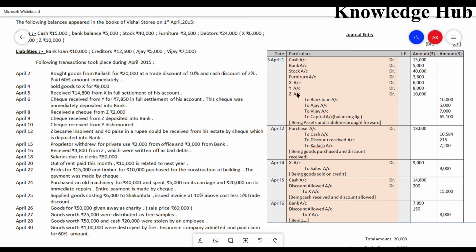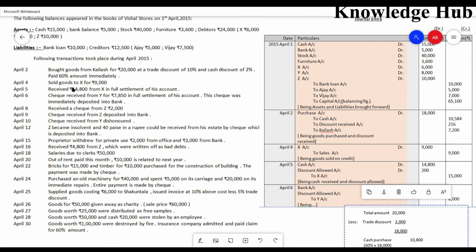See, in our first journal entry, I have done that. All the balances for the assets with their names, I have debited them, and whatever was in the liabilities, I have credited them. Now, as I have already mentioned, the total for debit and the total for credit should always be equal. But adding up these balances, it was showing that the debit balance was higher than the credit ones. So the remaining balance, that is of 65,100, I have put into the capital account written as balancing figure. The narration is being assets and liabilities brought forward.